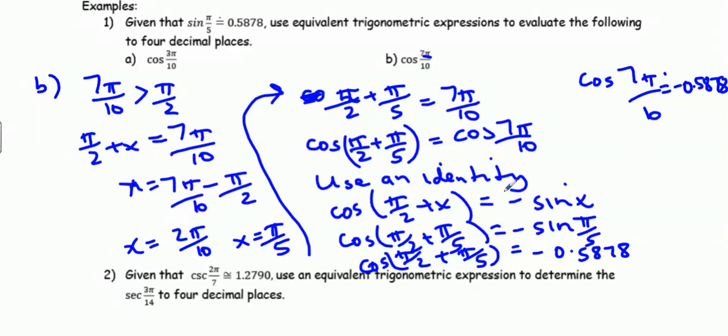Okay, so the key things here are to rewrite this as the sum or difference using pi by 2 of that angle that you've been given here. And then you're going to use an identity to solve for that particular angle. Not solve, but find the ratio for that particular angle.